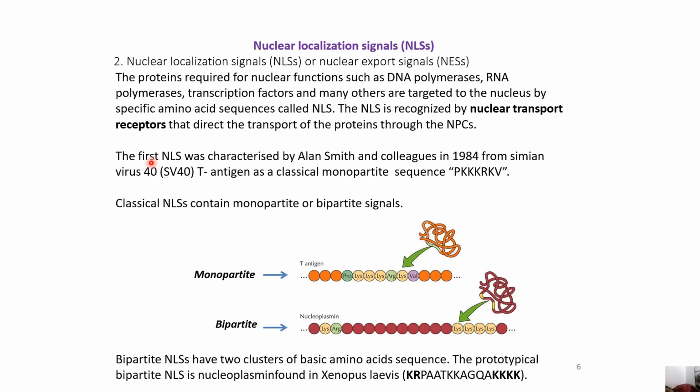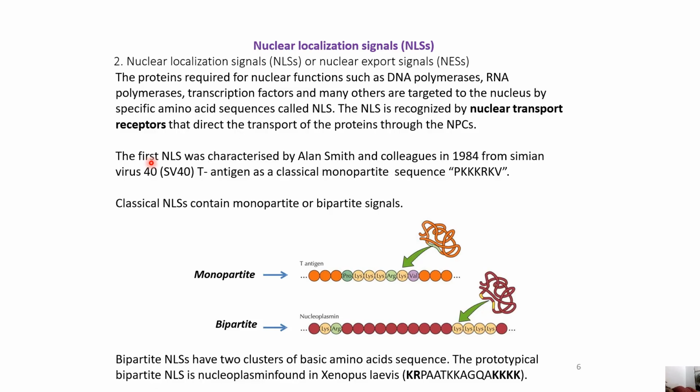Now, what is the nuclear localization signal? Nuclear localization signals, NLS, or nuclear export signals, NES: the proteins required for nuclear functions such as DNA polymerase, RNA polymerase, transcription factors, and many others are targeted to the nucleus by specific amino acid sequences called NLS. The NLS is recognized by nuclear transport receptors that direct the transport of the proteins to the NPCs.